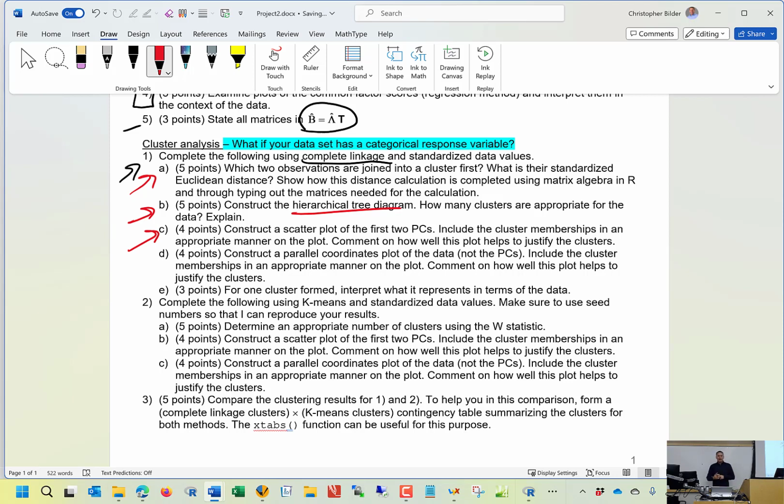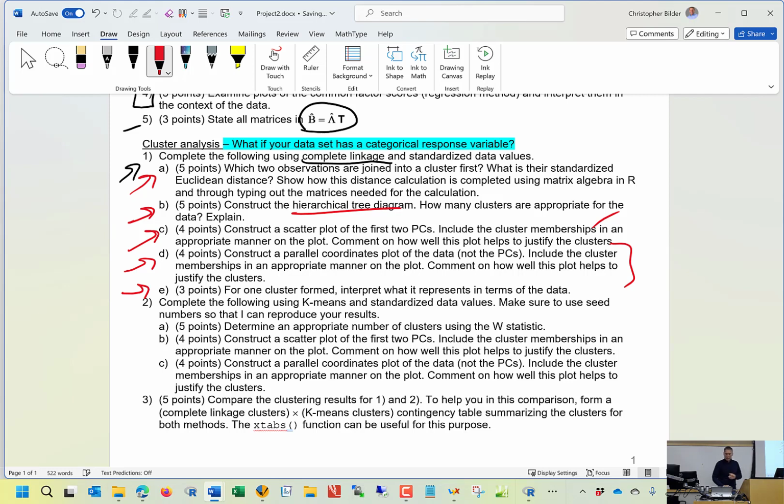Part C, now do a scatter plot of the first two principal components. Include the cluster memberships in an appropriate manner on the plot, like what we just saw. Comment on how well this plot helps you to justify the clusters, just like what we did. Also, do a parallel coordinates plot of the standardized data, not the principal components. Just do it of the data. And just like what we talked about, put the cluster memberships on the plot. Tell me how this helps you separate the stuff out.